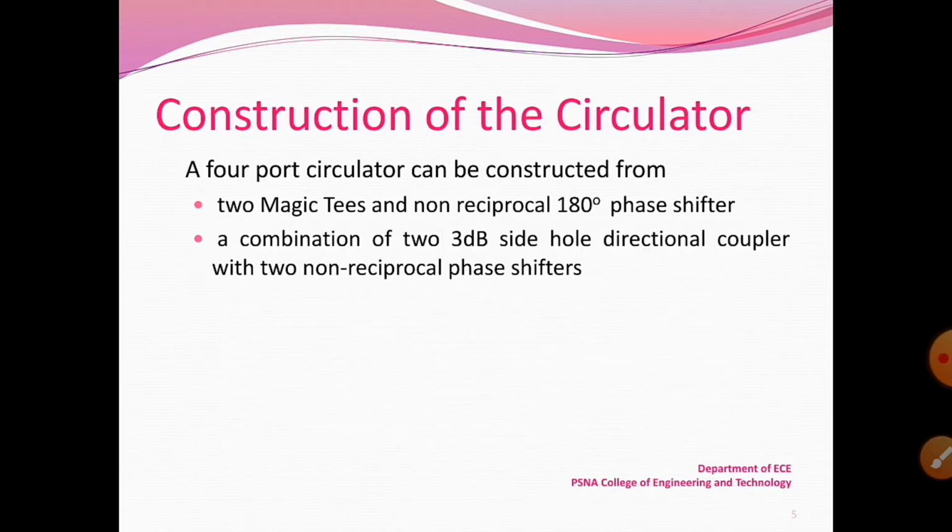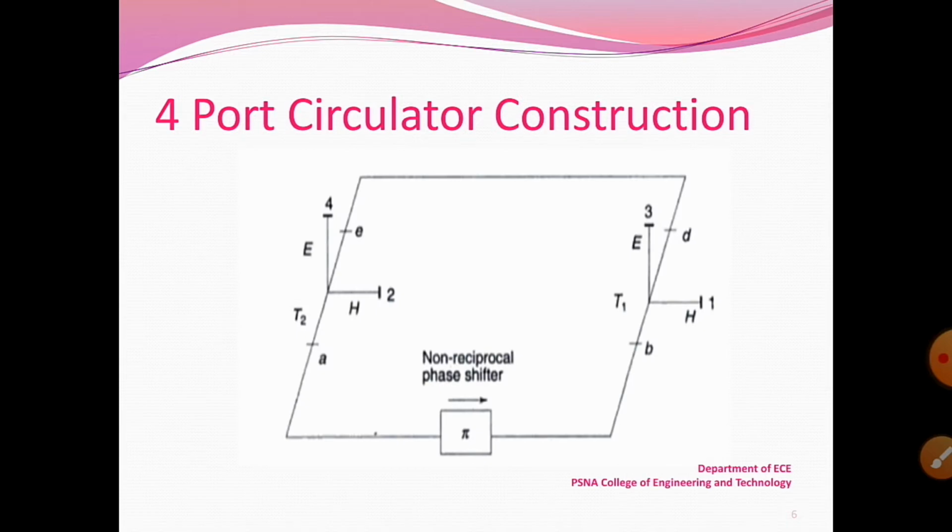Now the construction of the circulator. A 4-port circulator can be constructed from 2 magic tees and a non-reciprocal 180-degree phase shifter. This is the first method, and as per the second method, a combination of 2 3 dB side hole directional couplers with 2 non-reciprocal phase shifters.